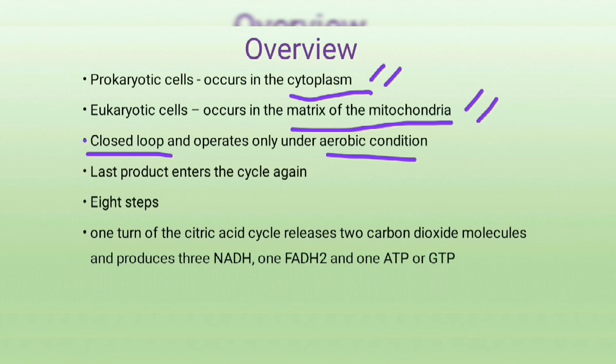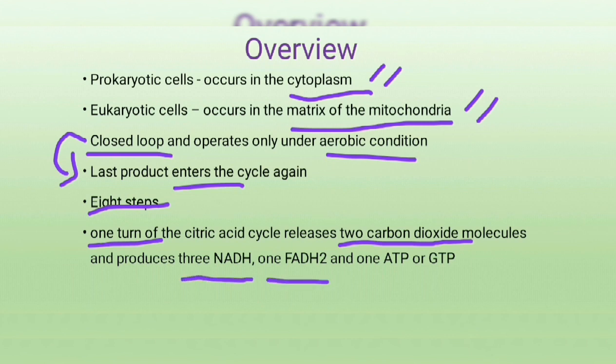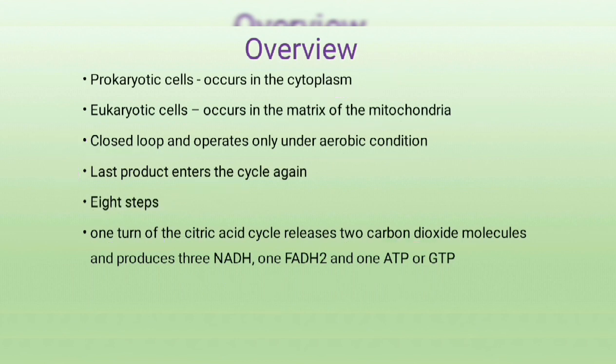And since it is a closed loop, the last product enters the cycle again. It is a cyclic pathway. The very first product enters as the last one, and again it repeats, and we have 8 different steps in the pathway. For one molecule of acetyl coenzyme A, it releases 2 carbon dioxide molecules and produces 3 NADH, 1 FADH2 and 1 ATP molecule.